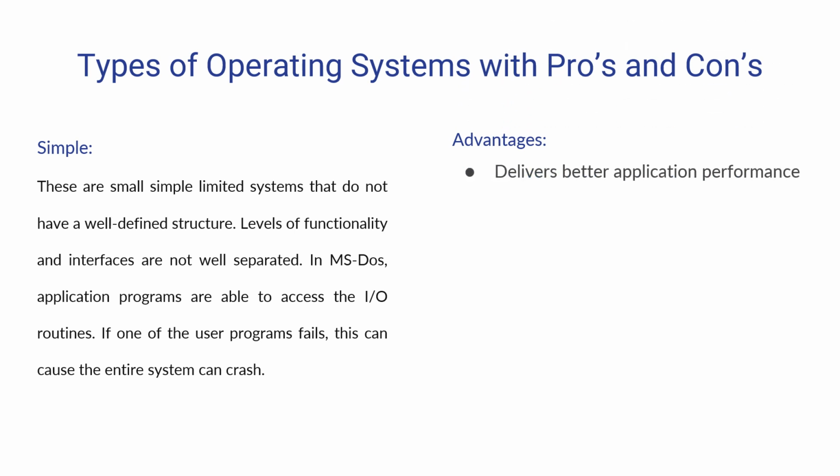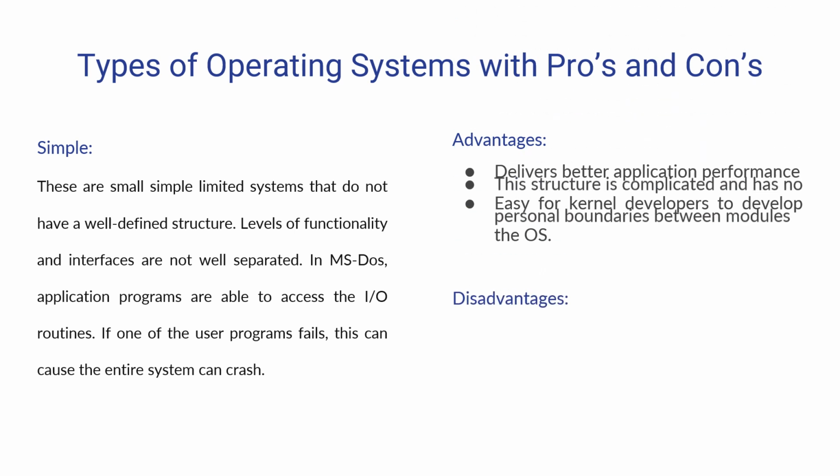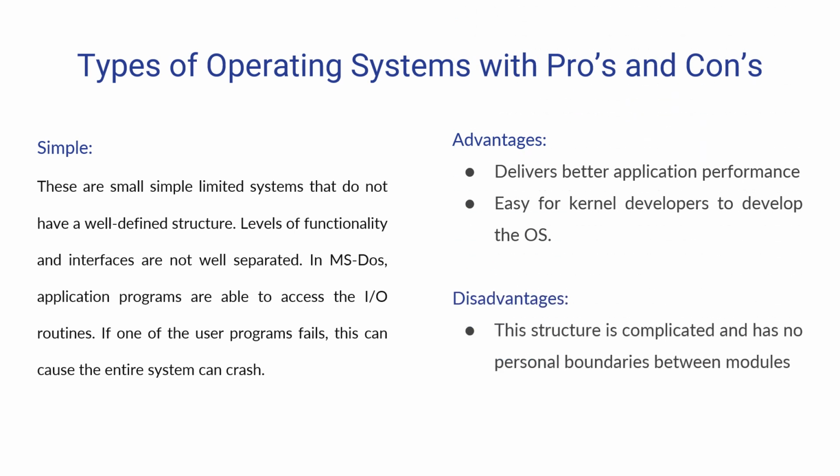Advantages. It delivers better application performance. This is because of the relationship between application program and hardware. It is easy for kernel developers to develop the OS. Disadvantages. The structure is complicated and has no personal boundaries between modules. It does not enforce hiding data in an OS.